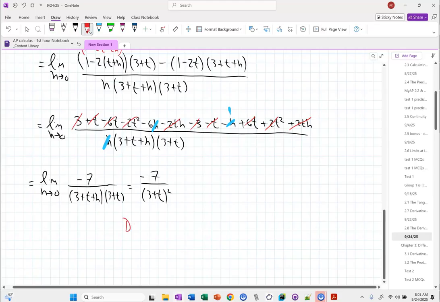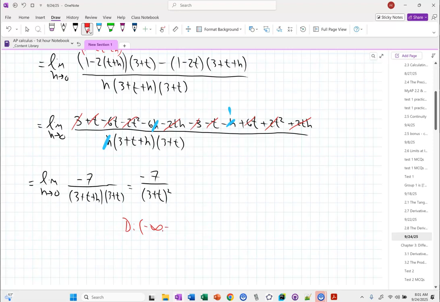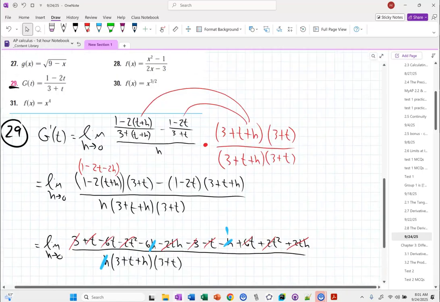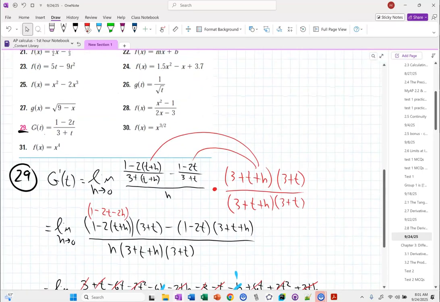The domain here is going to be everything except for negative 3, right? Since it's a rational function, I only have to worry about where the denominator is 0. That can only happen when t is negative 3. If I go back to the original, it asks us to do the same thing for this.